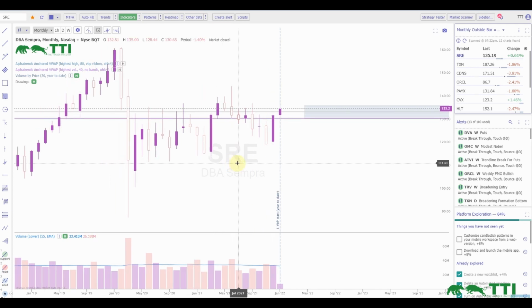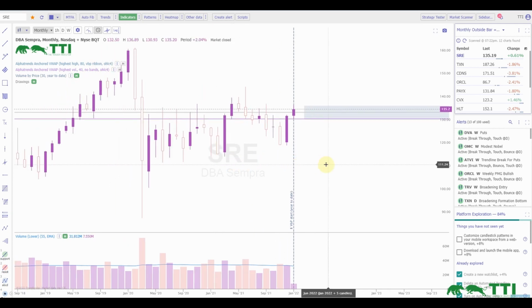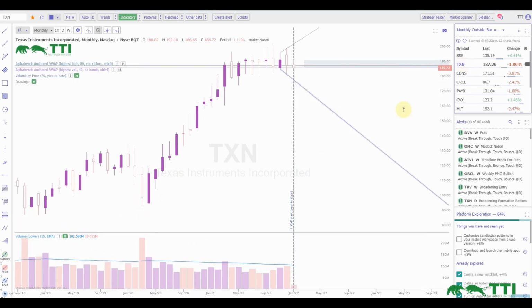So here is that formation. This bar is just outside this bar, so that's where you get your widening here. So that broadening formation is here, and now we're at the upper end of that formation, right? Again, this is not about trigger areas, but showing you here's how you find them. Texas Instrument, here's the broadening formation.